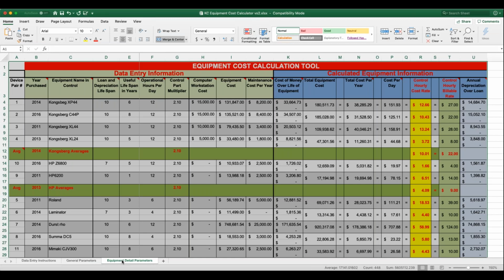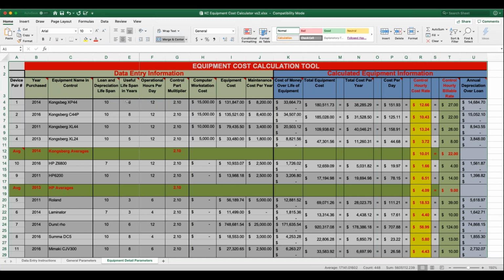Then on the third sheet, this is where it gets dizzy. Basically, in the green columns, each of these has instructions. This is just the year that a particular piece of equipment was purchased, what you're going to call it in control, and what you think the term of the loan or the number of years for depreciation is. What do you think is the real useful life of that machine?